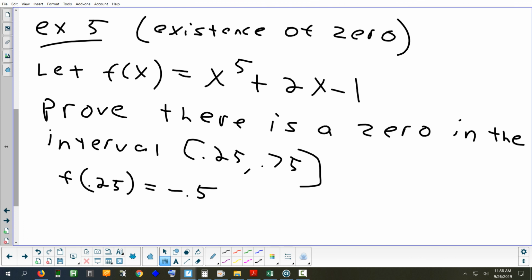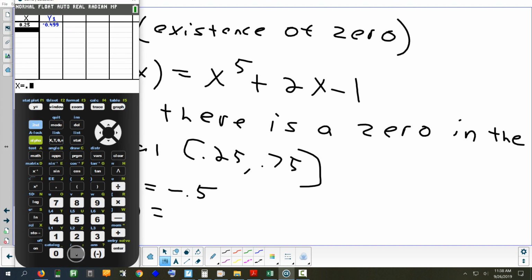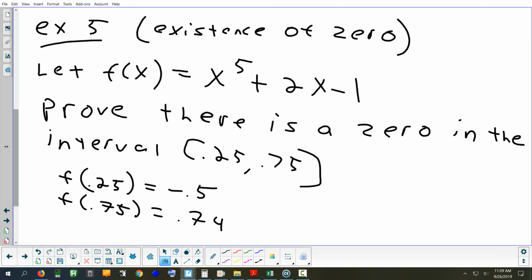What did you want to do next? So plug in 0.75. Let's see what we get. 0.75 gives me 0.737, so we'll just call it 0.74. And these are approximate. Okay, so am I going to pass through 0?